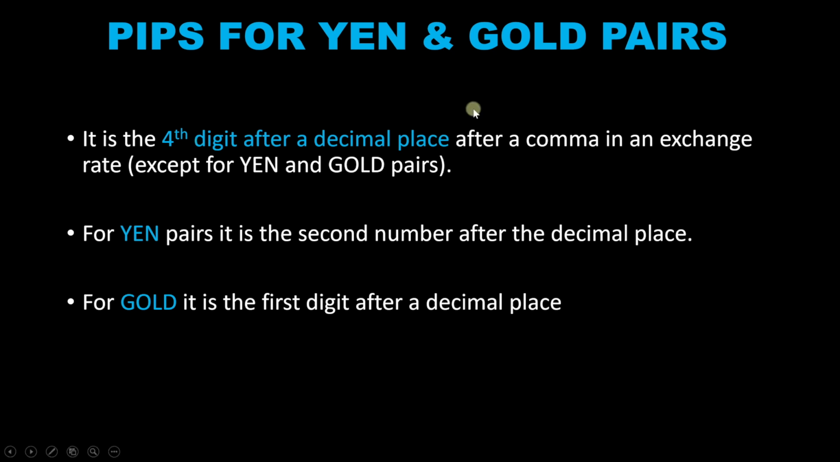That's what a pip is: the digit after the comma in an exchange rate, except for gold and yen pairs. So we saw that gold has 2 digits after the decimal place, and the yen pairs have 3 digits after the decimal place. For the yen pairs, the pip is the second number after the decimal place, right? And for gold, it is the first digit after the decimal place.